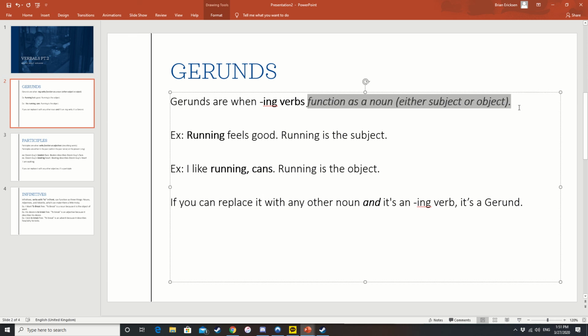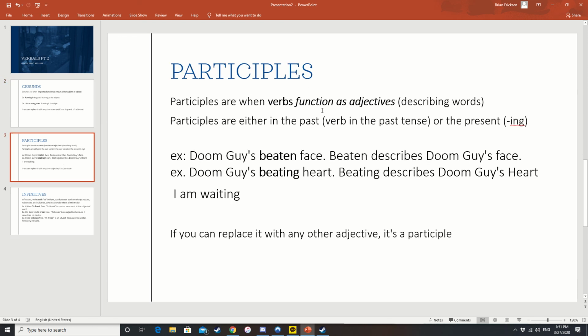This was something a lot of you really struggled with. If it doesn't function as a noun, it is not a gerund. If it describes something, it is a participle. If you see a to be verb, am, is, was, were, then what happens next is probably an adjective because it is describing what they are.